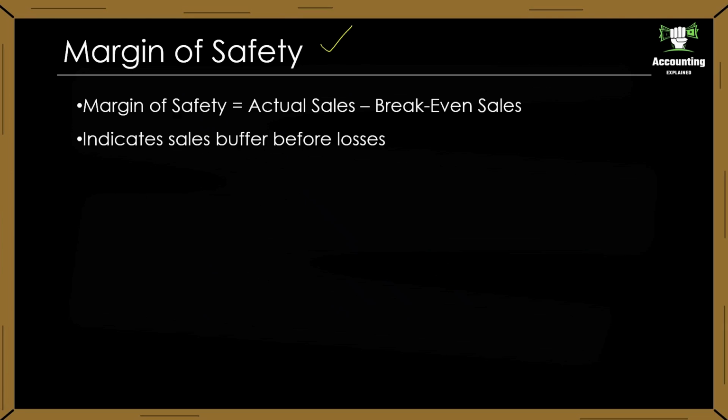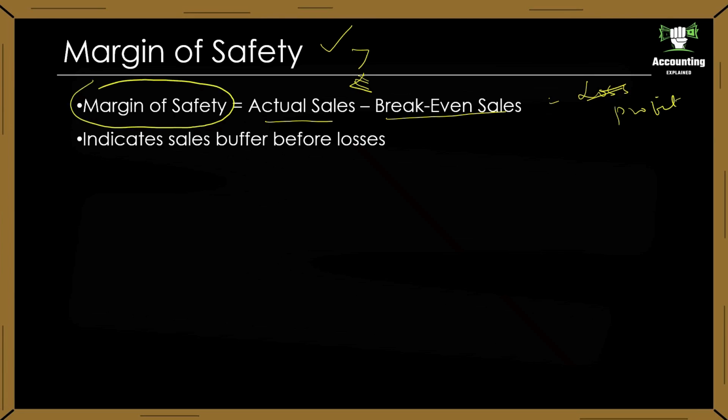What is margin of safety? The formula is actual sales minus break-even sales. Margin of safety measures how much sales can fall before the business incurs a loss. So if actual sales is lesser than break-even sales, then it is a loss. So always actual sales should be greater than break-even sales to earn profit. Margin of safety helps to calculate that. It also provides a safety buffer before losses and indicates the risk level in your operations.